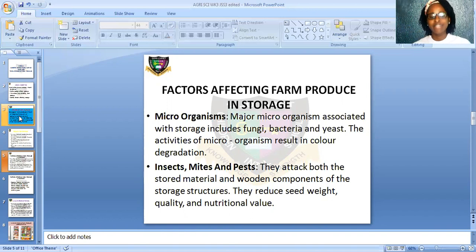Insects, mites, and pests attack both the stored materials and wooden components of the storage structure, and they reduce their weight, their quality, and nutritional value. Once the pest has affected the stored farm produce, it will reduce their weight, reduce their quality, and reduce their nutritional value.